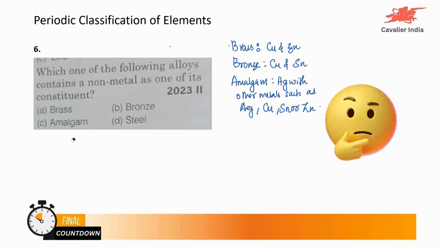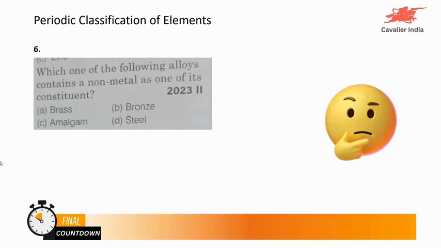Steel. Steel means what? It contains carbon. Okay. So carbon is a non-metal. So which is the right option? Steel is the right answer for this question: which one of the following alloys contain a non-metal as one of its constituent? Steel, because all others contain only metals.